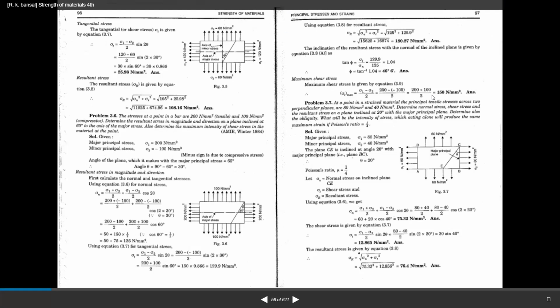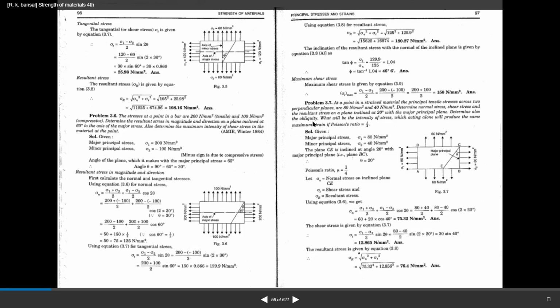This is the problem to calculate the resultant stresses, normal stresses, tangential stresses, and maximum shear stress. And next problem, for example, problem 3.7. At a point in a strained material, the principal tangential stress across two perpendicular planes are 80 Newton per mm square and 40 Newton per mm square. Determine the normal stress, shear stress, and tangential and resultant stress on a plane inclined at 20 degrees. If the major principal plane, determine also the obliquity.